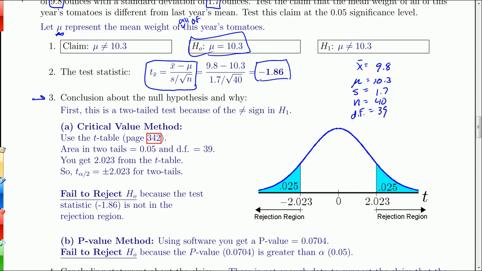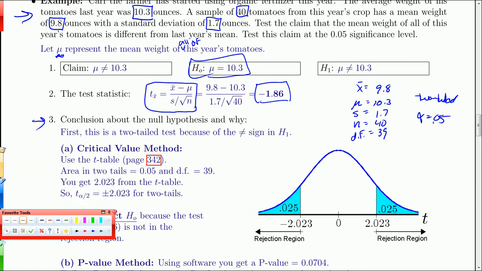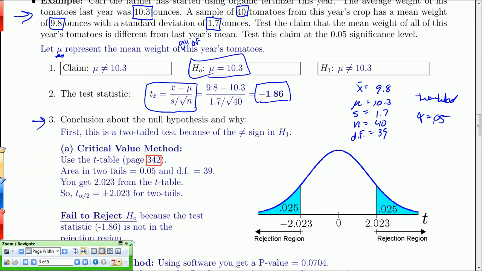So we're going to make our conclusion to reject or fail to reject the null hypothesis. Let's look for our critical values. This is a two-tailed test. And alpha, the significance level, was 0.05. Degrees of freedom is 39. Two-tailed, 0.05.